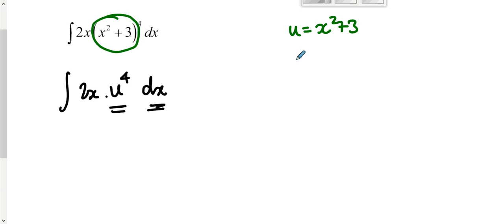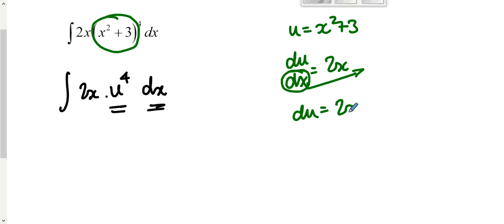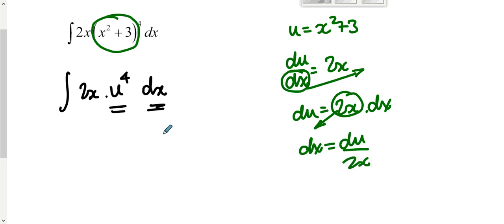So we go back here and we find the derivative of this. So du by dx is equal to 2x. We're after the dx here, so that goes up there, and we get du equals 2x times dx, and then the 2x comes back down, changes from a times to a divide. So we get dx equals du over 2x.